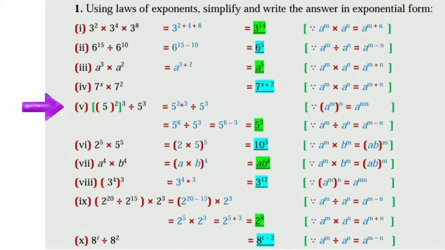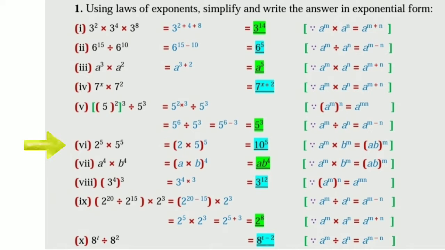Now fifth one, 5 square the whole cube divided by 5 raised to 3. Students, here we have to use two formulas. See properly. First, 5 square raised to 3 is there, so 5 raised to 2 into 3, divided by 5 cube. Here the formula used is a raised to m whole raised to n is equal to a raised to mn. Now 5 raised to 6 divided by 5 raised to 3 is equal to 5 raised to 6 minus 3, which is equal to 5 raised to 3. Here the formula used is a raised to m divided by a raised to n is equal to a raised to m minus n.